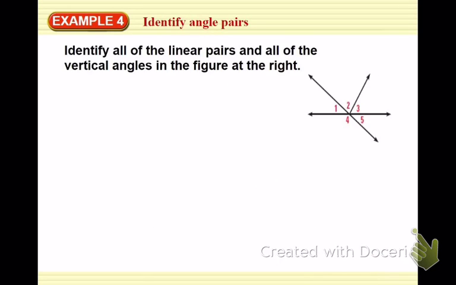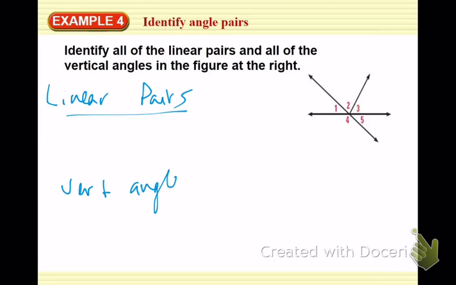Now, give it a shot. Here's an example. Try to find the linear pairs and all the vertical angles. We'll make a list of linear pairs here, and then vertical angles. Stop the video, see if you can come up with them, and then start it back up and see how you did.